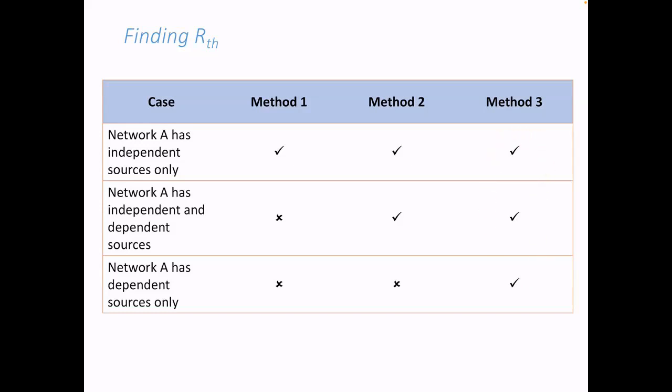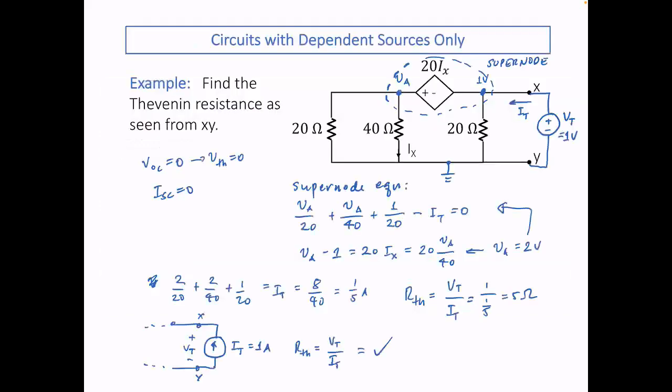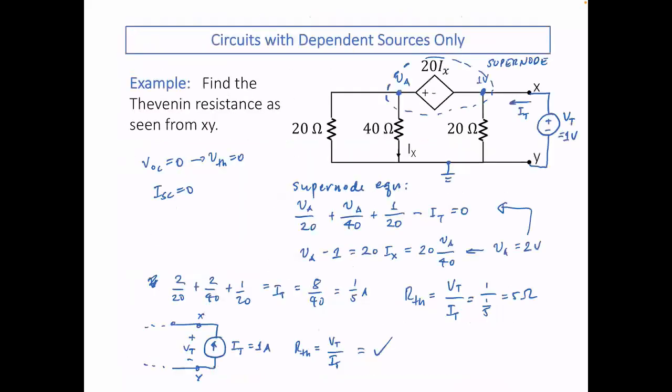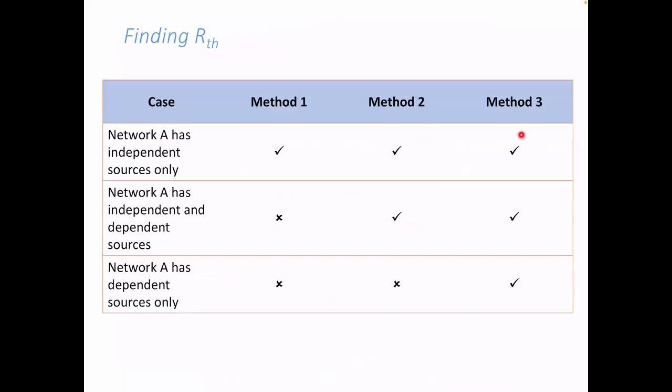But if you use the third method for either case 1 or case 2, then you have to do this step. You have to zero out all independent sources. You have to do that step if you use this particular method, method 3, for these 2 cases. Any questions?